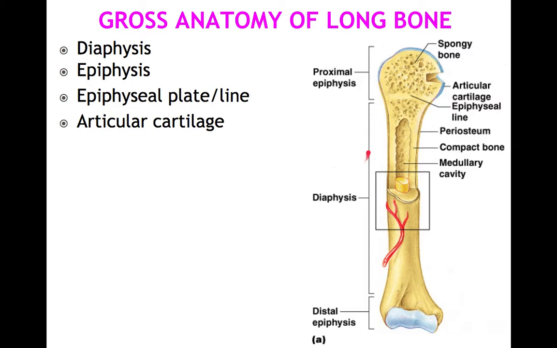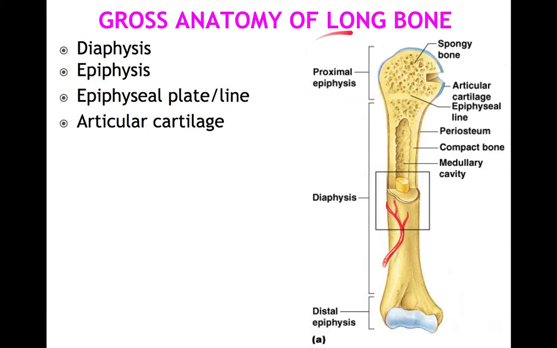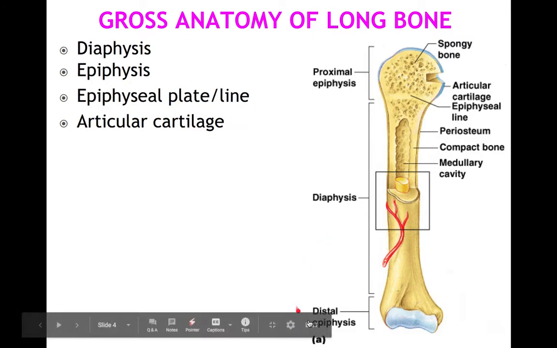So there are four main parts. There's the diaphysis. There are the epiphyses. You have the proximal epiphysis here. So if this was the femur, then the proximal epiphysis is where this would be attached to the hip. And then there's also the distal epiphysis, which is where it's attached to the point that's farther away from the torso. So in this case, if this was the femur, this would be attached to the tibia.